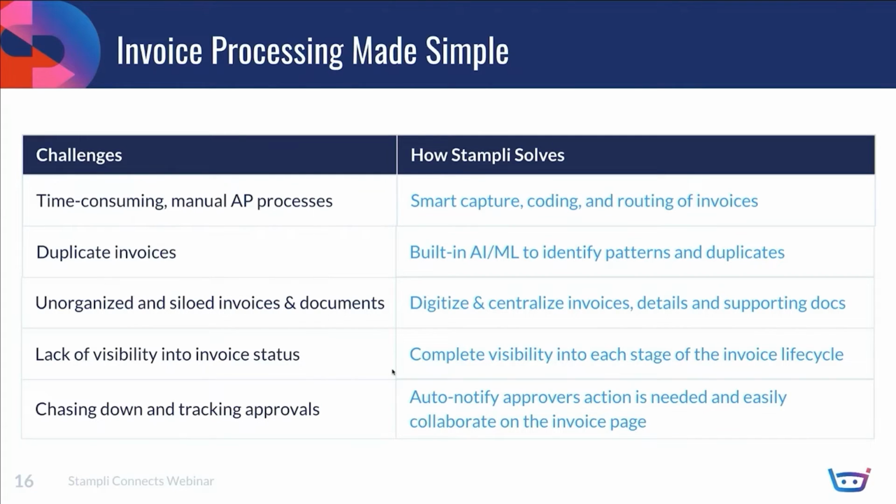I touched on this as well, but chasing down and tracking approvals. We have a lot of clients that come to us and say, hey, approvals are taking way too long. Typically what we see is about a 50 to 60% reduction in approval times if we are currently chasing down approvals manually, because we can auto notify approvers that action is needed and easily collaborate directly over that invoice page.